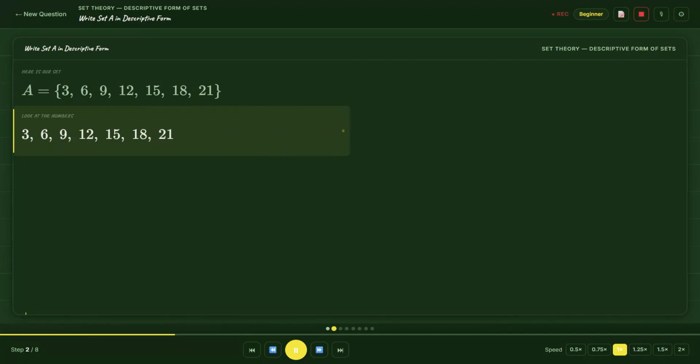Let's read the numbers one by one. We have 3, 6, 9, 12, 15, 18 and 21. Do you see something special? Each number is 3 more than the one before it.